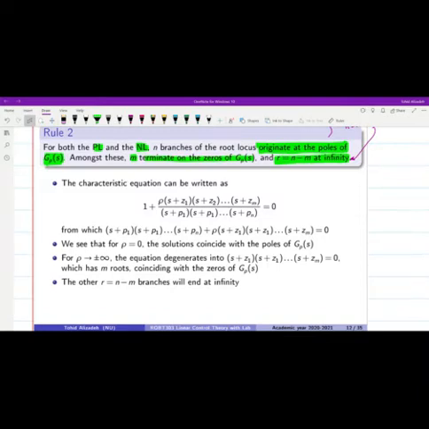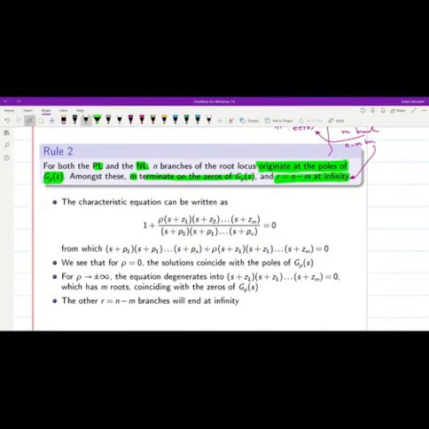We can kind of prove this property by looking at the characteristic equation that we have for the system: 1 plus rho times numerator over the denominator is equal to 0. We can rewrite it in the form of denominator, s plus p1 times s plus p2 times, and so on, times s plus pn, plus rho times the numerator, which is equal to 0.